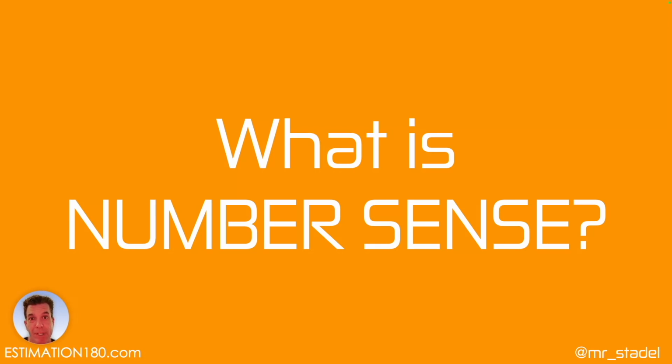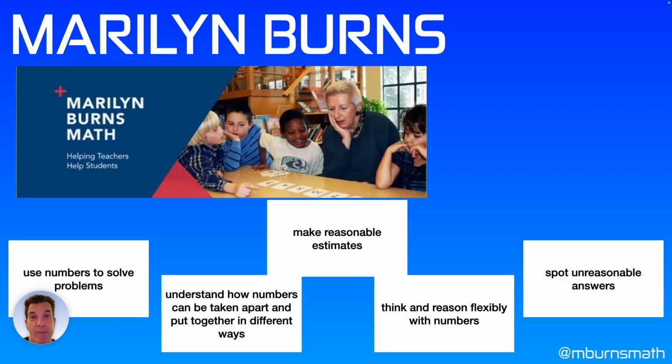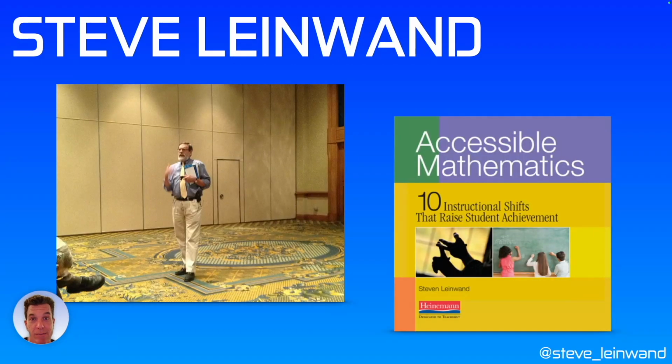So my first source is Marilyn Burns. I found about 5 things that Marilyn Burns has said about number sense that really resonated with me. She says that it's using numbers to solve problems. It's understanding how numbers can be taken apart and put together in different ways. It's making reasonable estimates. It's thinking and reasoning flexibly with numbers. It's spotting unreasonable answers.